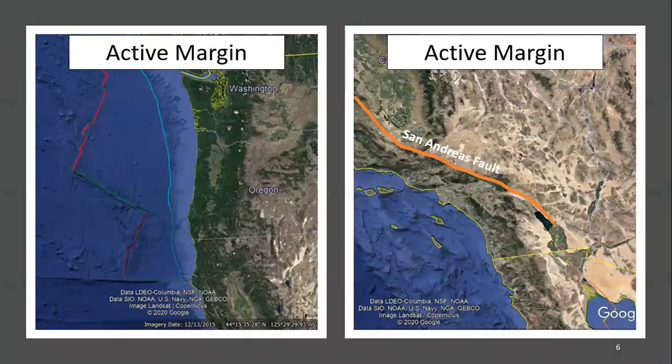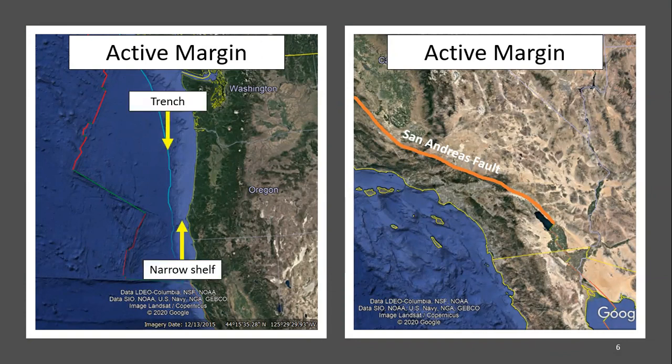Active margins. An active margin is the transition between oceanic and continental lithosphere where there is an active plate boundary. The key characteristics of an active continental margin may be seen along the North Pacific coastline and include a narrow shelf and a trench. Additionally, there may be the presence of borderlands, as seen along Southern California.